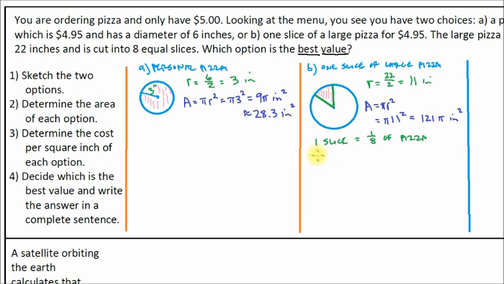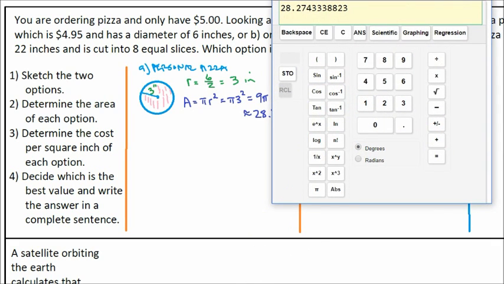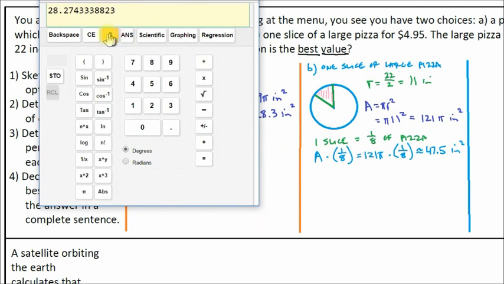And the way we do that is, if you remember, we just take the total area, multiply it times 1/8. And since our area is 121 pi times 1/8 of the area, that's going to get us approximately 47.5 inches squared. I'll do that for you so you see that work. Let's take a look. We got 121 pi times 1 piece out of 8 total pieces.